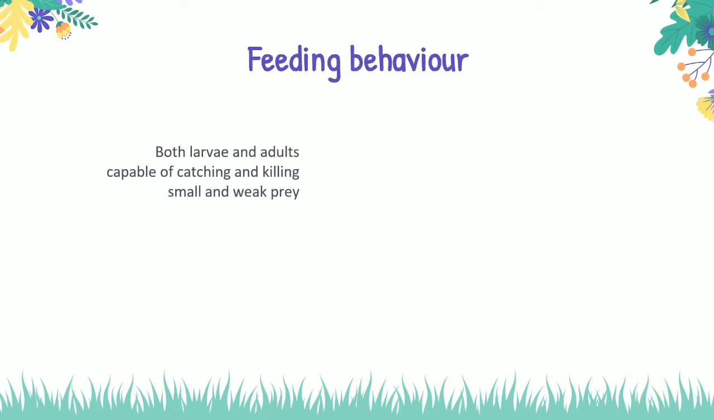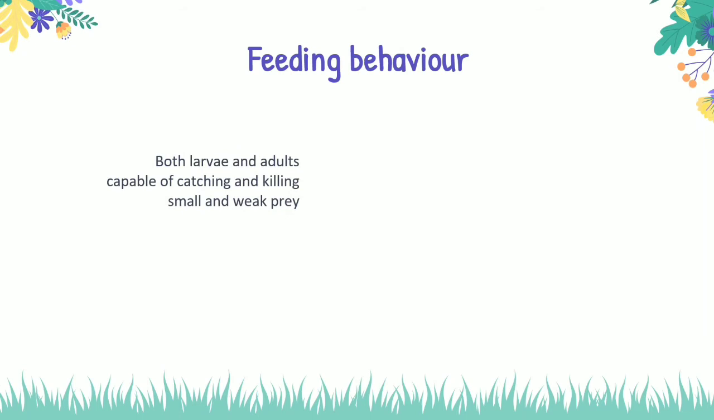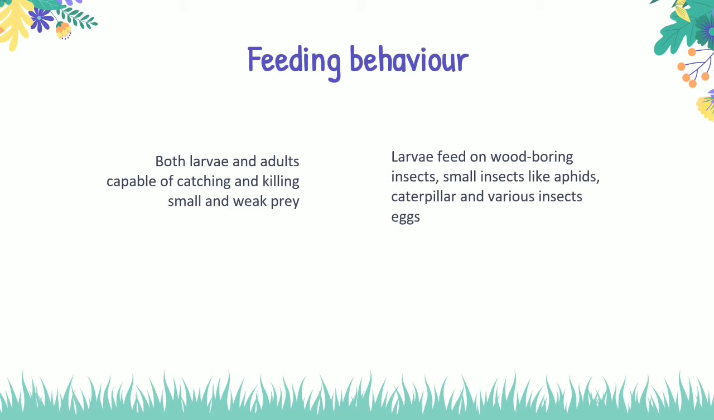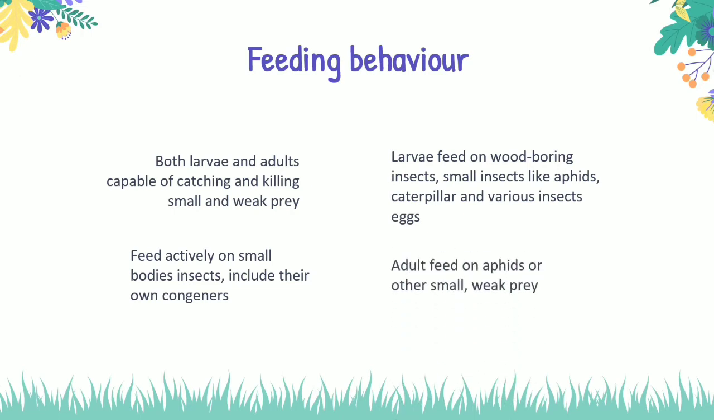Feeding behavior. Both larvae and adults are capable of catching and killing small and weak prey. Larvae feed on wood-boring insects, small insects like aphids, caterpillars, and various insect eggs. They feed actively on small-bodied insects, including their own congeners, and the adults feed on aphids or other small weak prey.